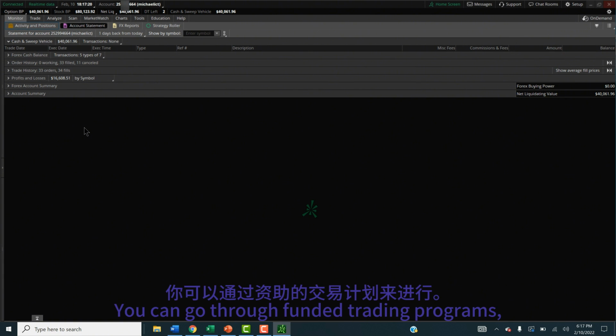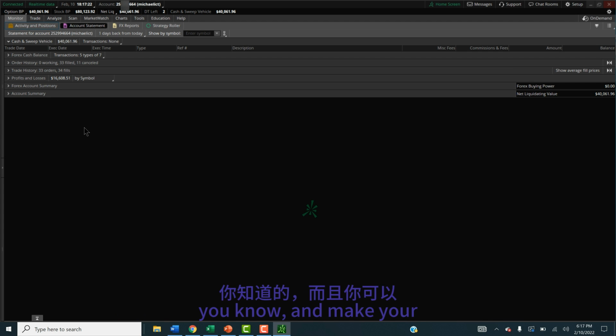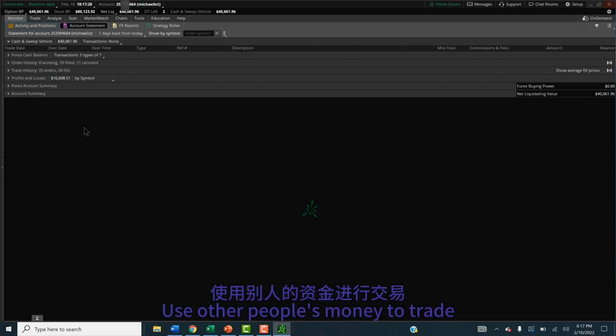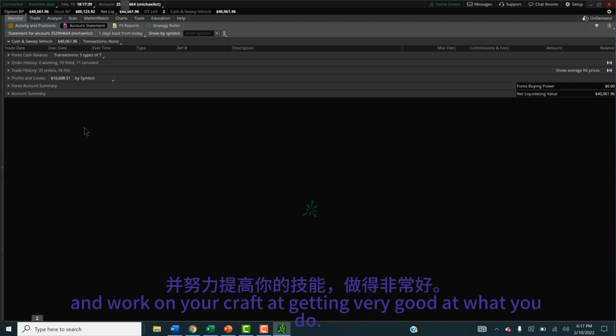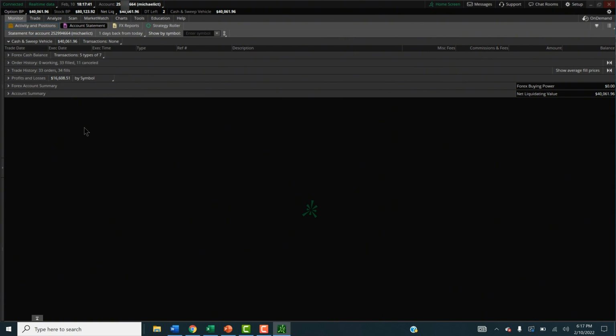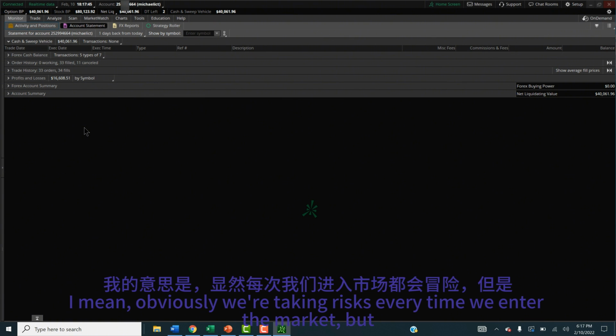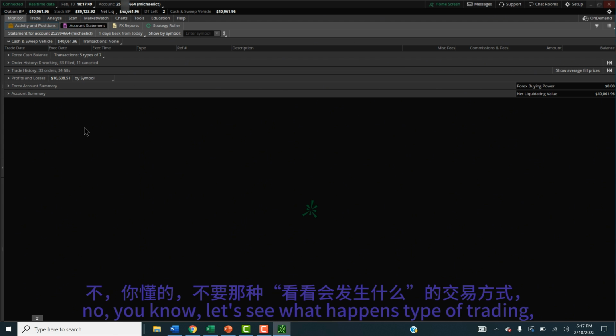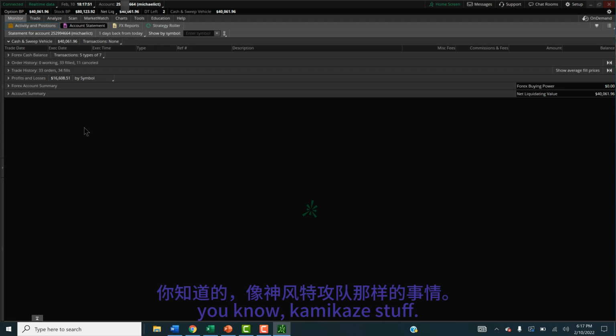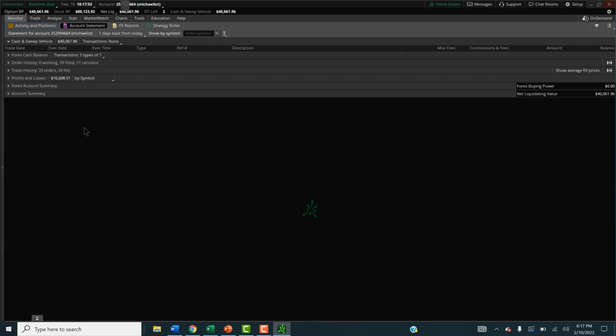You can go through funded trading programs and make your bankroll that way. Use other people's money to trade and let your equity be funded initially with that, and work on your craft at getting very good at what you do, and don't take a lot of risks. Okay, no, not big risks. I mean, obviously, we're taking risks every time we enter the market, but no big risks. No "let's see what happens" type of trading, kamikaze stuff. You don't want to do that.